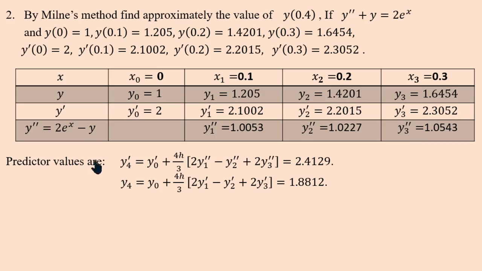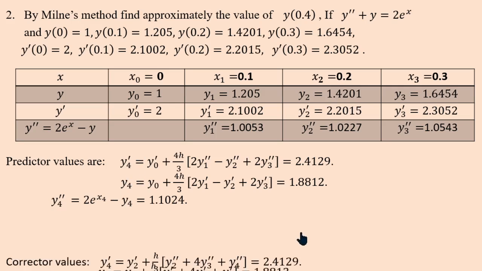After calculating the predictor values of y4 dash and y4, use this here to find y4 double dash. So y4 double dash is 2 e power x4 minus y4. x4 is 0.4, so 2 into e power 0.4 minus y4, just we calculated 1.8812, that is 1.1024, y4 double dash. Use this to find the corrector value of y4 dash.